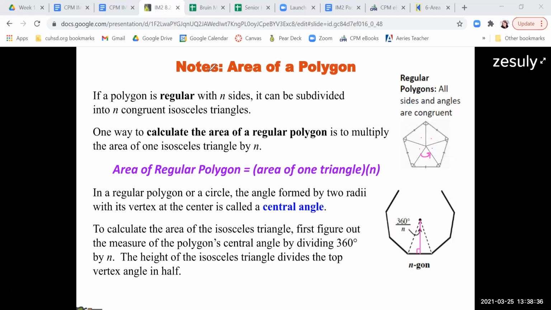And then we would just divide that in half to get half of it so that we have part of that little right triangle I just created with the height. And we're going to see this in action in an example. So don't worry. Here we go.